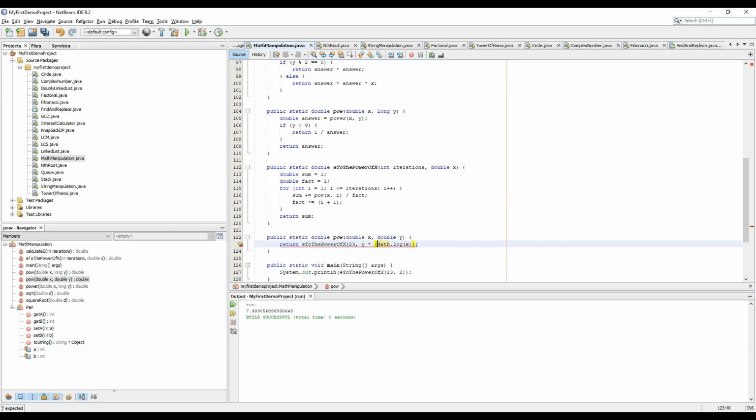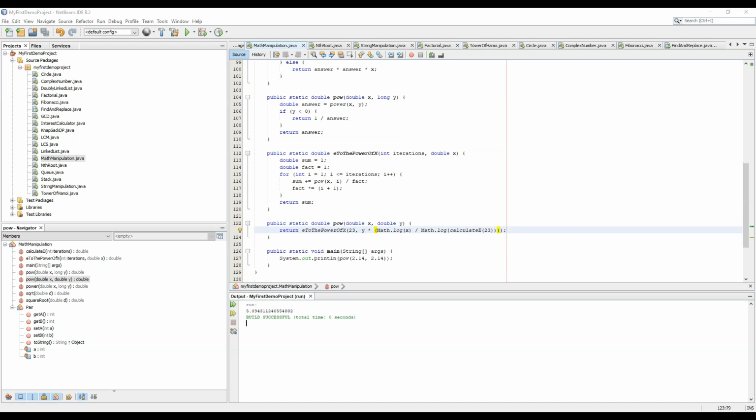Now this would be divided by Math dot log of e, because this is the logarithmic property to calculate the logarithm. Now we have calculated the power of a number. Now let's check this out. The property is Math dot ln of x, or ln of x is equal to log of x divided by log of e, which would be equal to log base e, or log x base e. So just converted y ln x here and calculated up to 23 iterations.